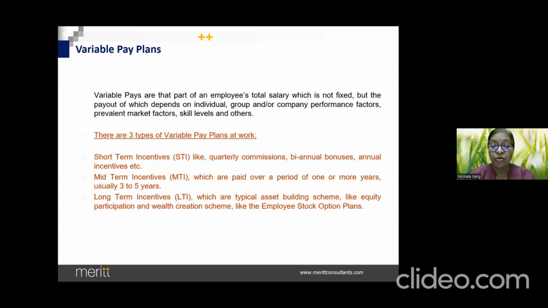Today, when they are showing total cost to the company, they also add the gratuity part also, and show it. Got it. I will come to that structuring part, and I will definitely bring a little more clarity on that. Okay. Sure.